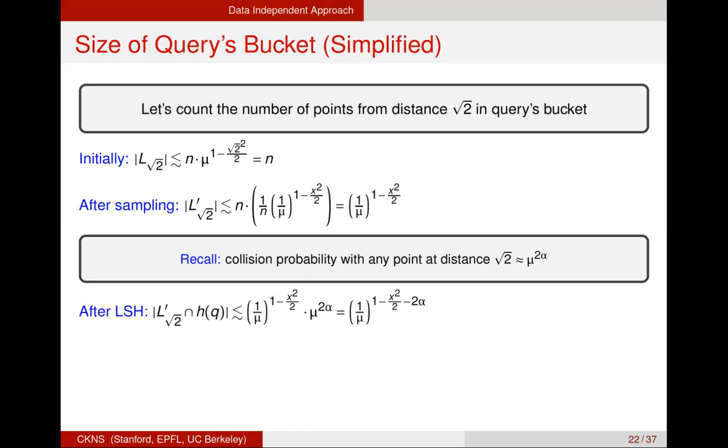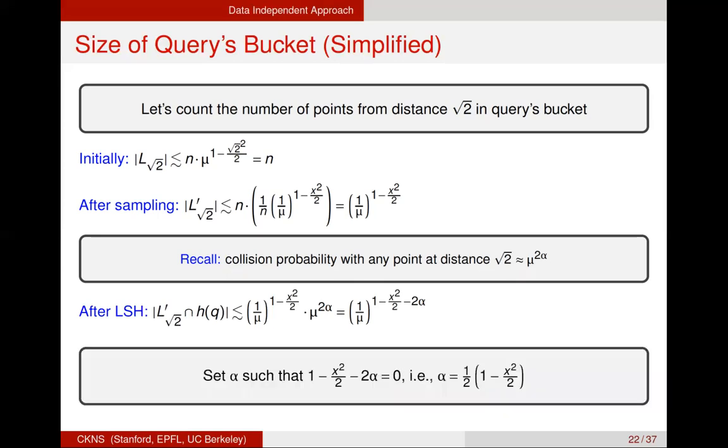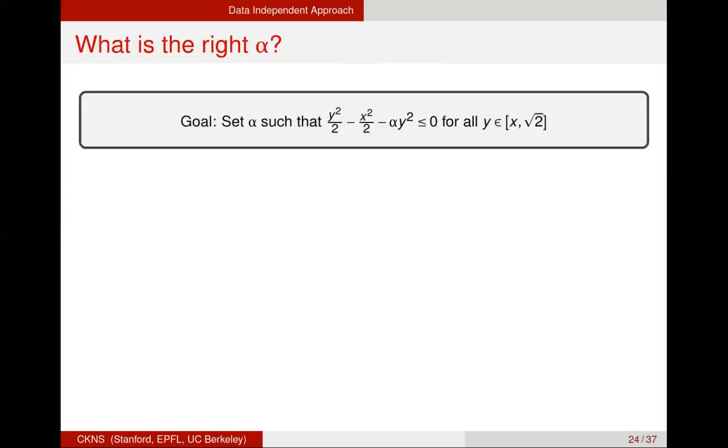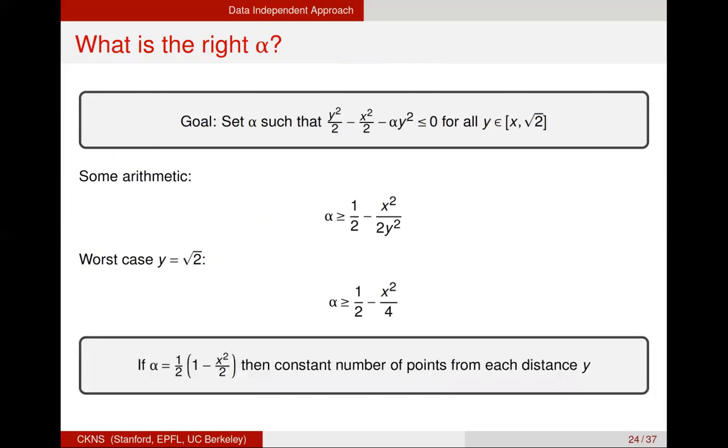So we are going to have at most 1 over mu raised to the power 1 minus x squared by 2 minus 2 alpha points. Our goal was to set the parameters in such a way that the size of our query's bucket is constant. So we need to set the exponent here to be 0. More specifically, we need to set alpha to be 1/2 times 1 minus x squared by 2. Here, I just gave you the analysis for the points at distance root 2. If you want to see the analysis for any distance y, you can take a look at these slides that I'm just flashing. This is just some arithmetic, and here we see that the worst case is for y equal to root 2, and we need to set alpha to be 1/2 times 1 minus x squared by 2 to get constant size query buckets.